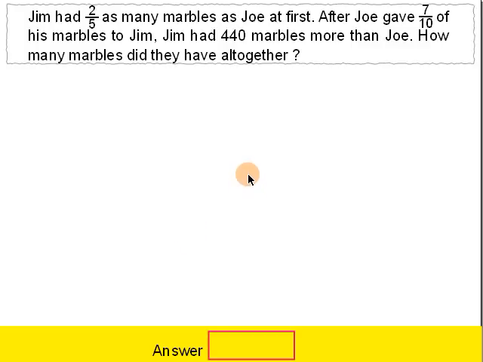Now, the question said that Jim had 2/5 as many marbles as Joe at first. After Joe gave 7/10 of his marbles to Jim, Jim had 440 marbles more than Joe. So how many marbles did they have altogether?